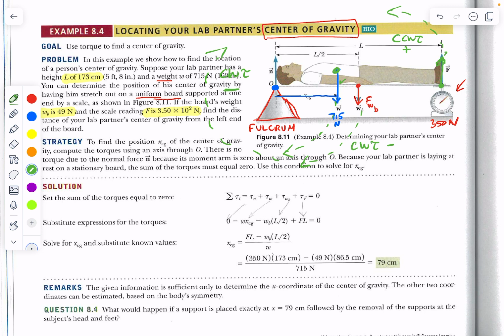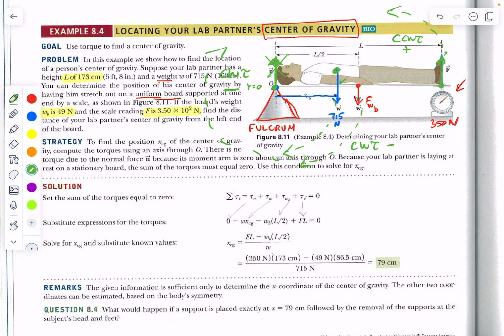Now finally, there's another one over here. This one right here is the normal force of the fulcrum pushing up on the board where the guy's head is resting. Now, there is a normal force, but the torque arm for this force is 0. R equals 0, because there is 0 distance from the upward force to the axis of rotation, because of the fact that the normal force is on the axis of rotation. So my radius equals 0. So this is not going to create any torque at all.